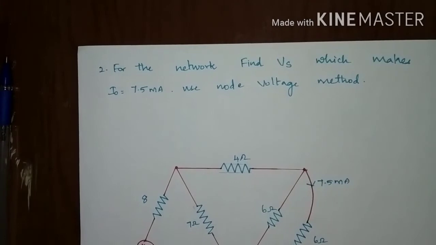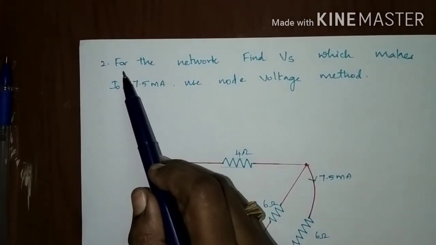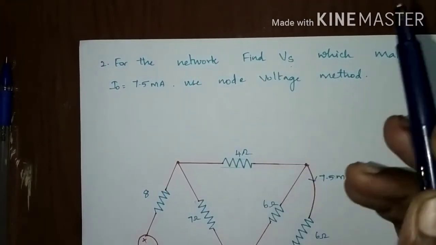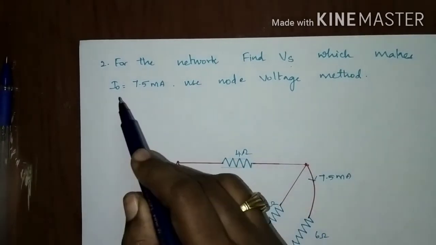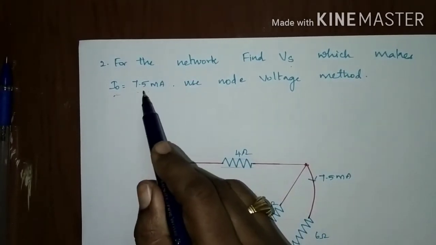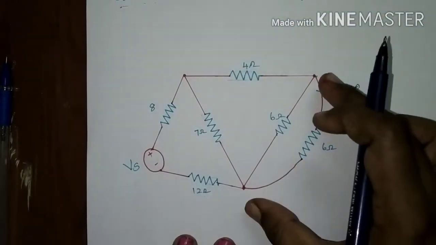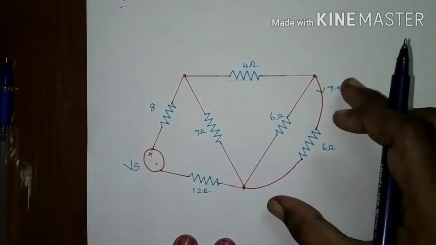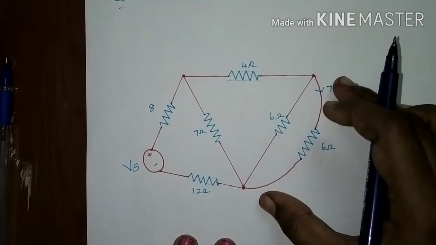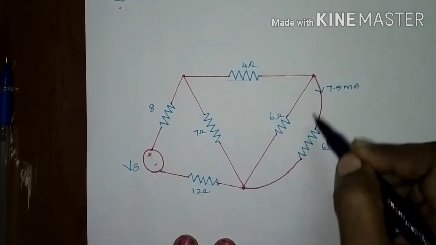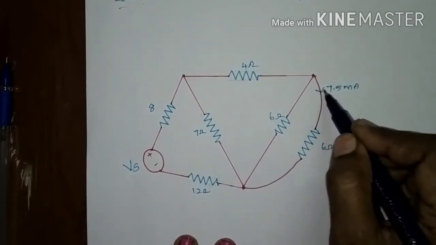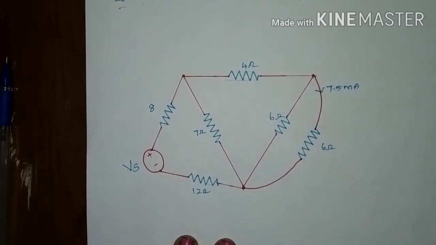See, this problem is very interesting. For the network, find Vs. They are asking for the source voltage which makes the output current 7.5 milliampere. Use the node voltage method. Why is it considered an output current? Because it is an external resistor that is connected at the end. So this is an output load that is connected. Output current is 7.5 milliampere.